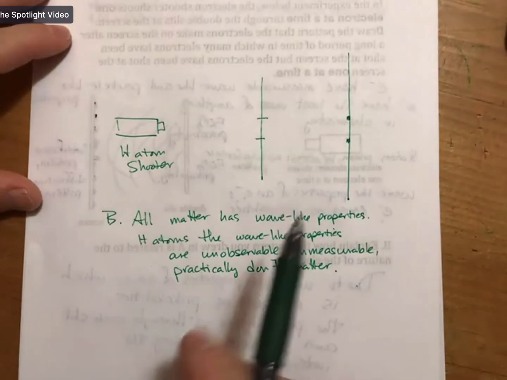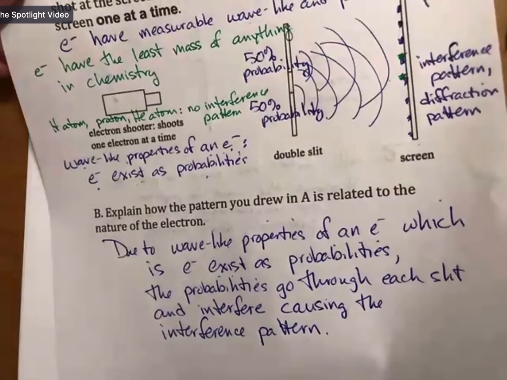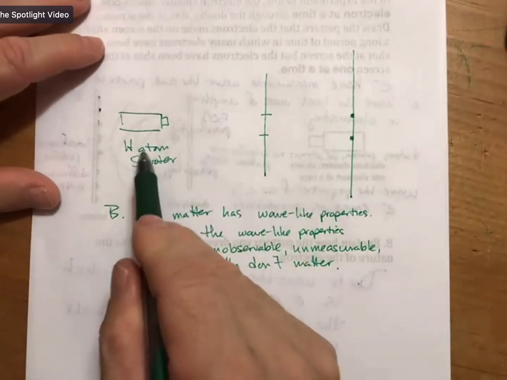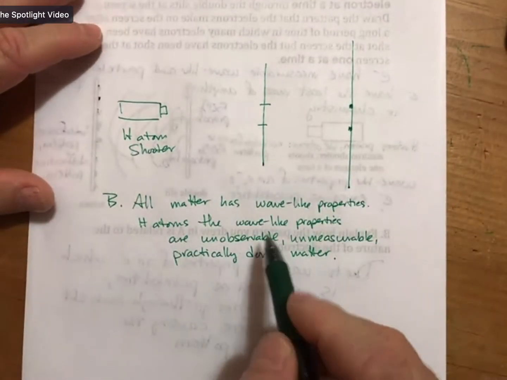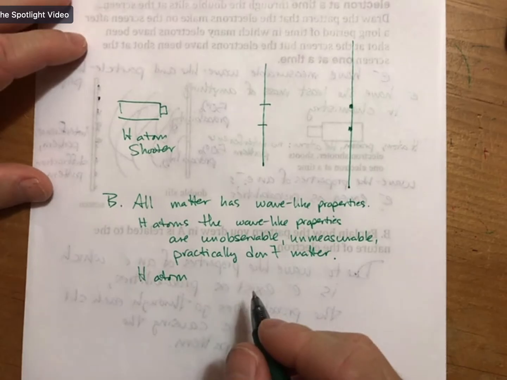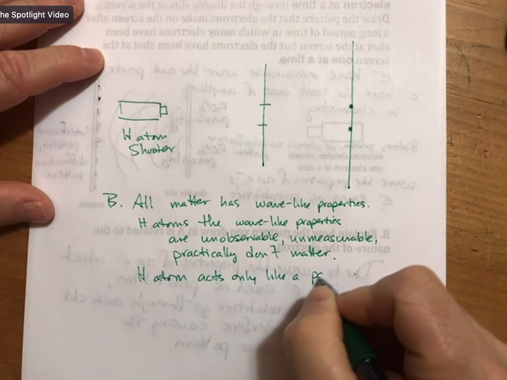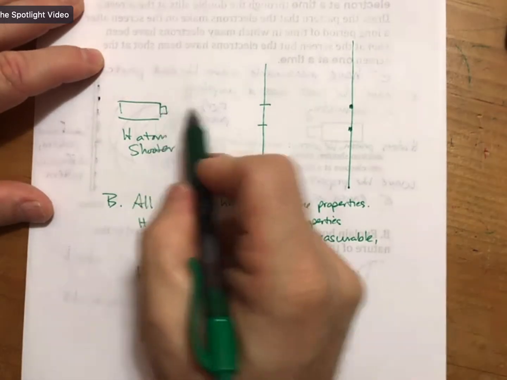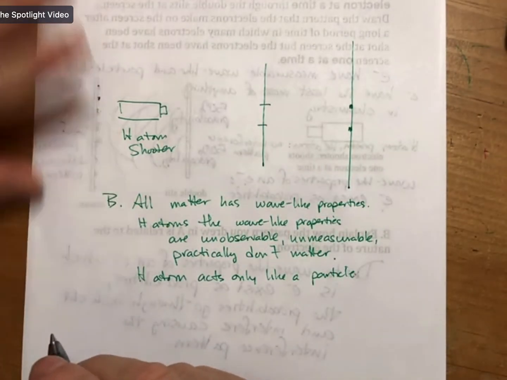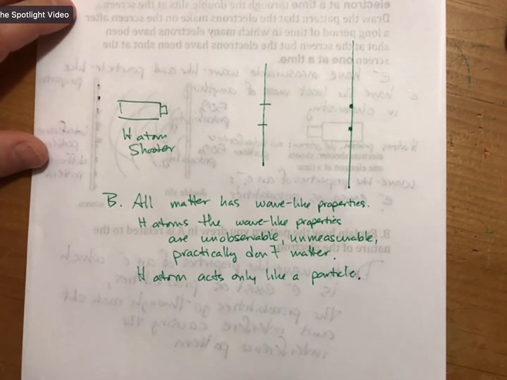Let's see. The question was, explain how the pattern you drew in A is related to the nature of the electron. If we were to answer that question for the hydrogen atom, we could say all of these things. We could also say that the hydrogen atom acts only like a particle, because particle-like behavior is that they go straight through and land on the screen, and they have no observable, no measurable wave-like properties. So I think that's the complete answer for that.